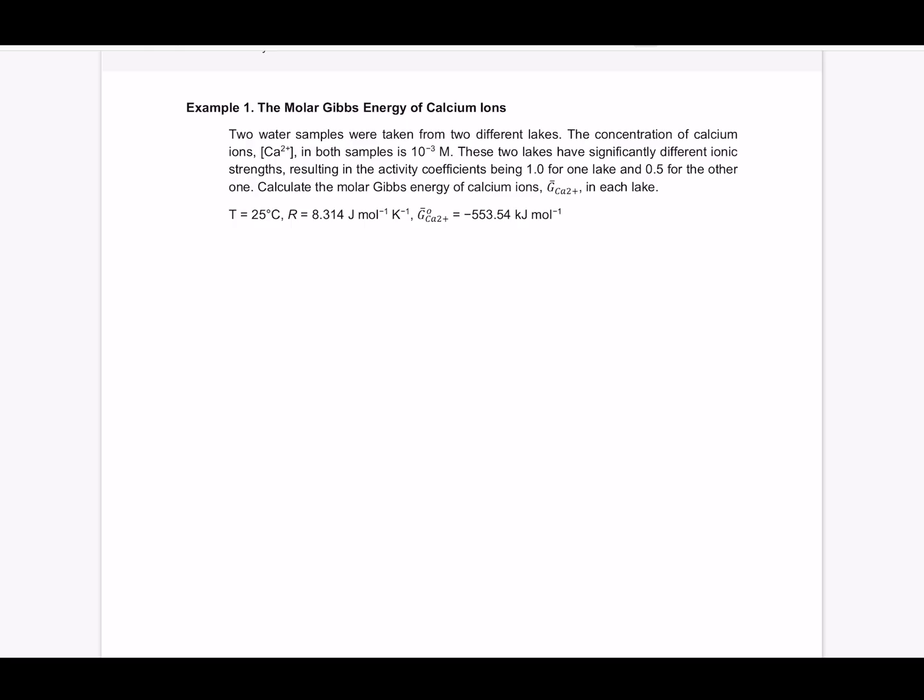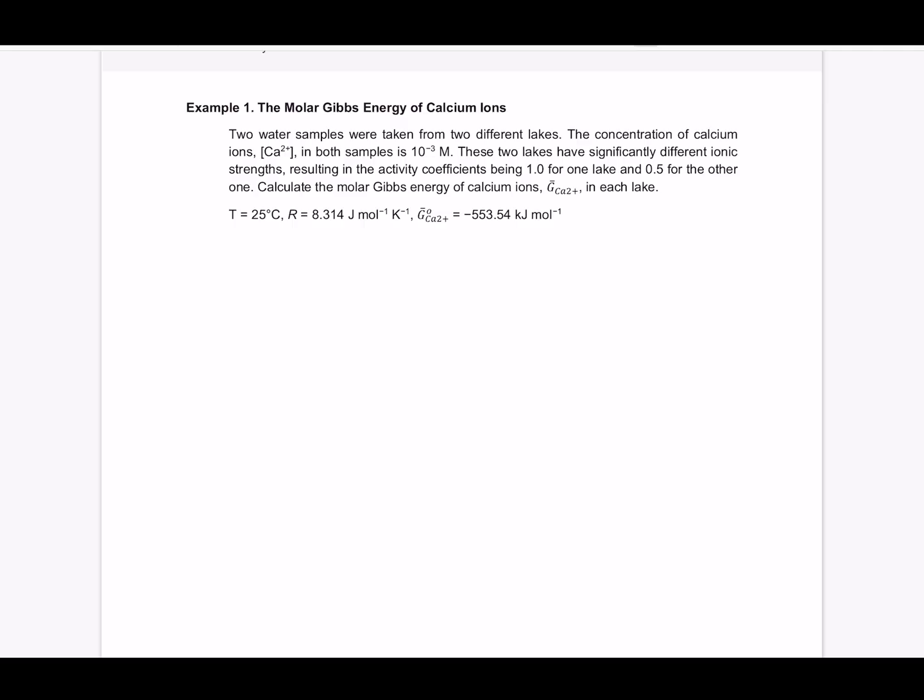So that means the activity of these two won't be the same. So for one lake, we have the activity coefficient of 1, assuming that's ideal. But for another lake, the activity coefficient is 0.5. So now we want to calculate the molar Gibbs energy of calcium in each lake. Most likely we are not at the standard condition, so this is non-standard. And then we have the information about the standard condition, the temperature, R, and so on.